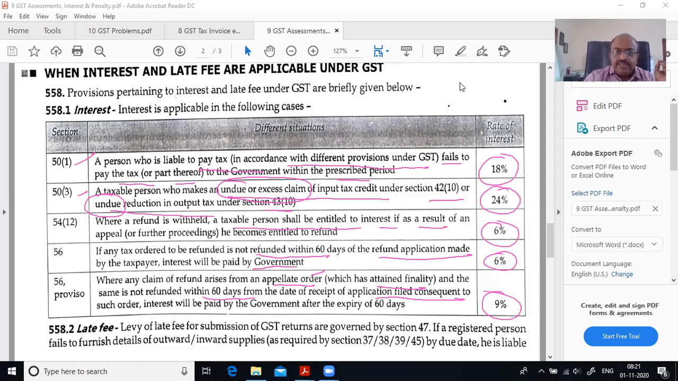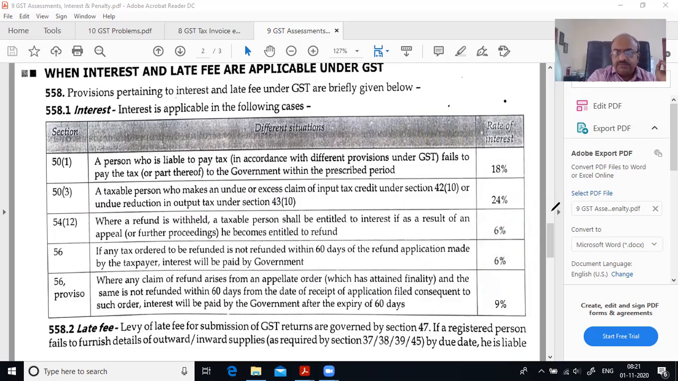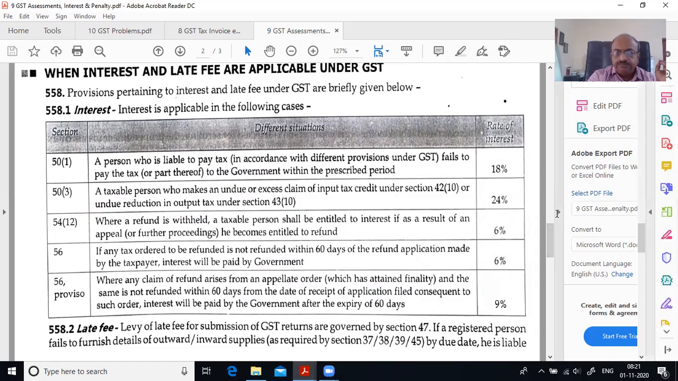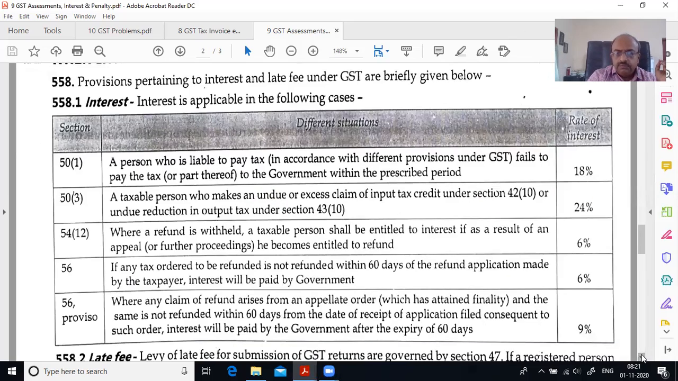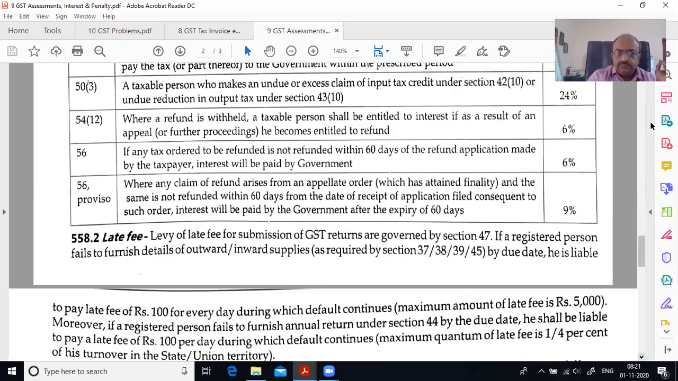Now, another dangerous thing that is there in the return, which is a cause of worry for everybody, is the late fee, the late fee for submission of returns. Still, I have not told you when you are supposed to file the return. What is the date of payment? When you are supposed to file.